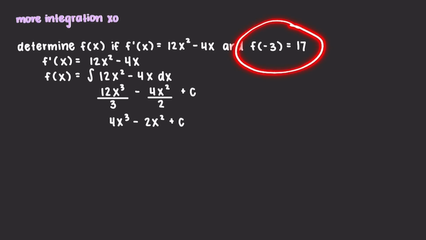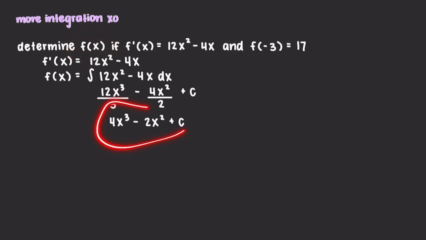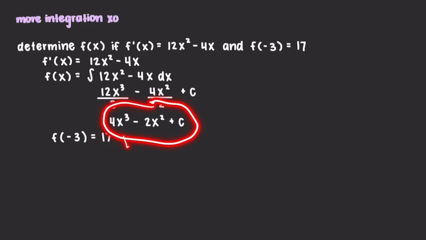Now we have this f of negative 3 is equal to 17. We can use this piece of information to solve for what this c is because we need the full f of x. Yeah, this is f of x, but we could get more exact by solving for c. So we're going to use f of negative 3. F of negative 3 is equal to 17, meaning 17 is going to equal whatever this function is when we plug in negative 3 for all the x's.